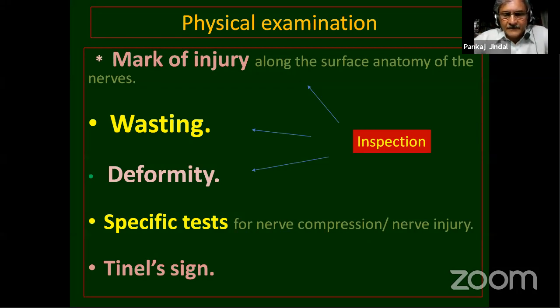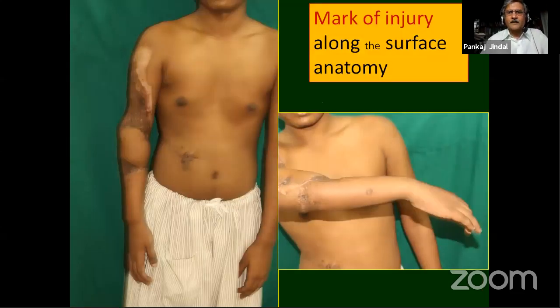Further, in the physical examination on inspection itself, you can see the mark of injury along the surface anatomy of the nerves. You'll see wasting of the muscles. You can see deformities, which I am again going to repeat. You have a specific test, which like Professor Kotwal has mentioned earlier, or Tinel sign here. So like you have a patient with an injury on the radial, on the lateral aspect of the arm. So on inspection, you have a suspicion in the back of your mind.